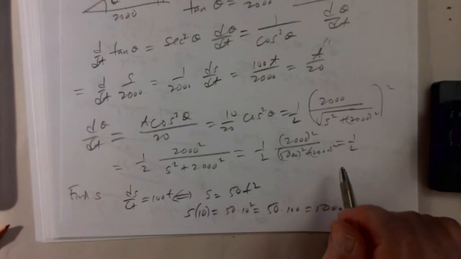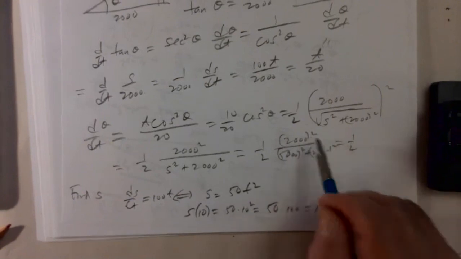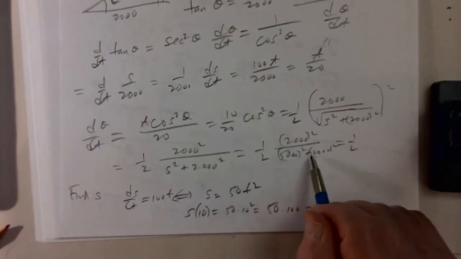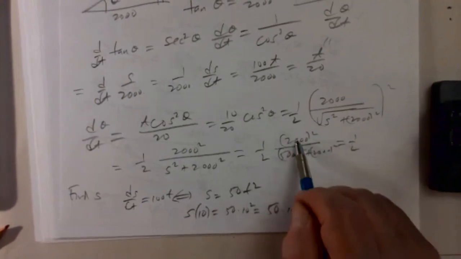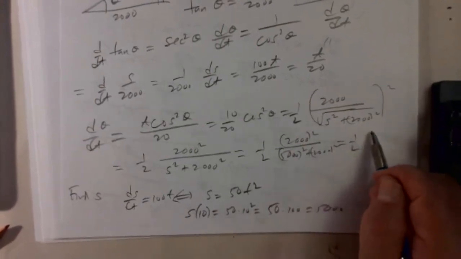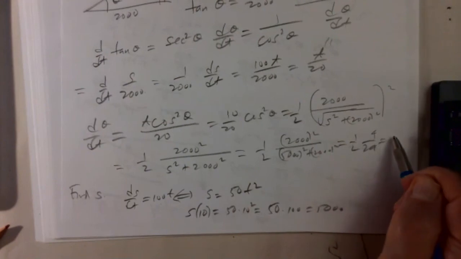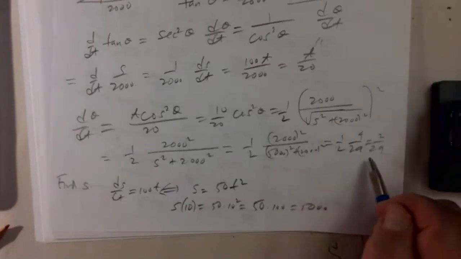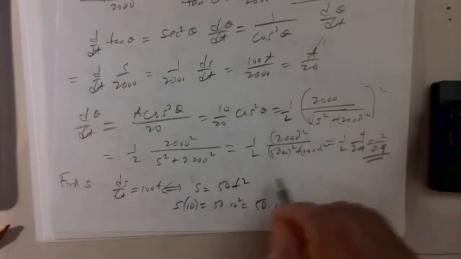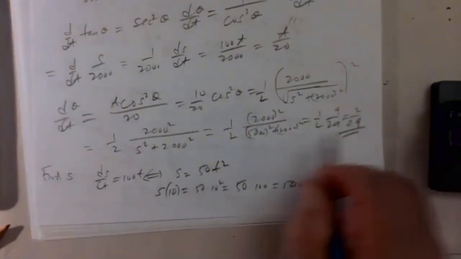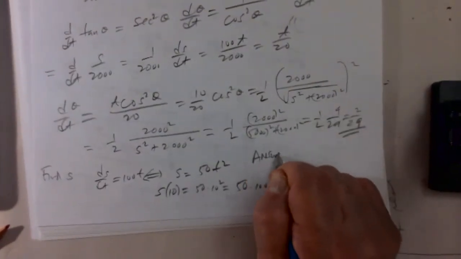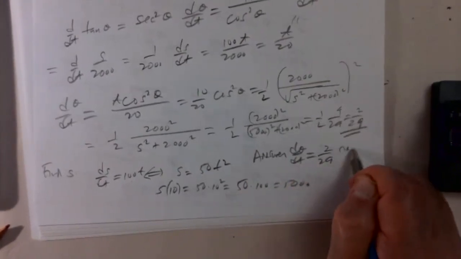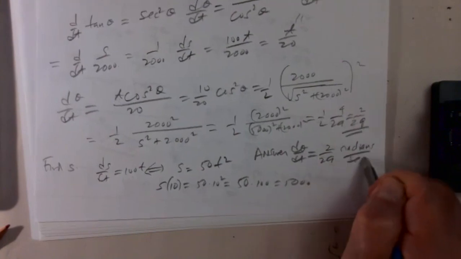This is the same as 1/2. See, this is 4 million over 25 million plus 4 million, 4 million over 29 million, 4 over 29, which is 1/2 times that, 2 over 29. So that's the answer. d theta dt is changing at a rate of 2 over 29 radians per second.